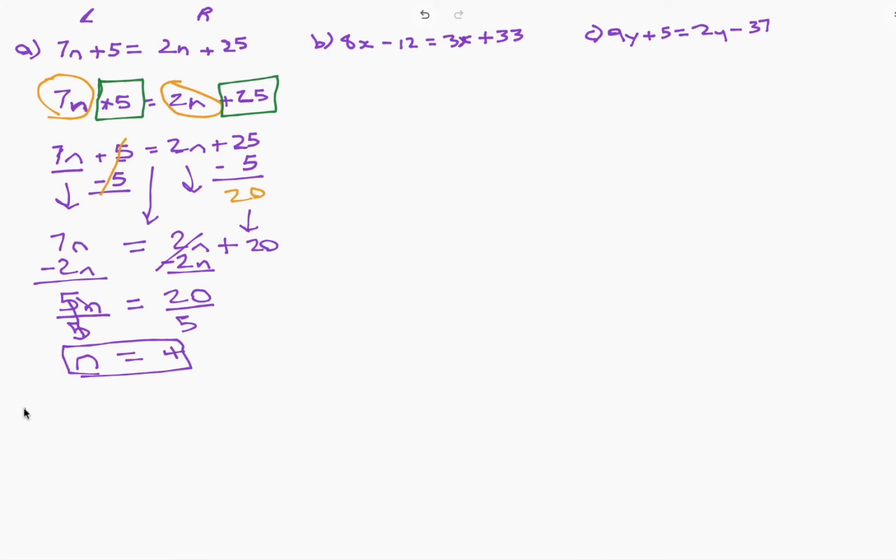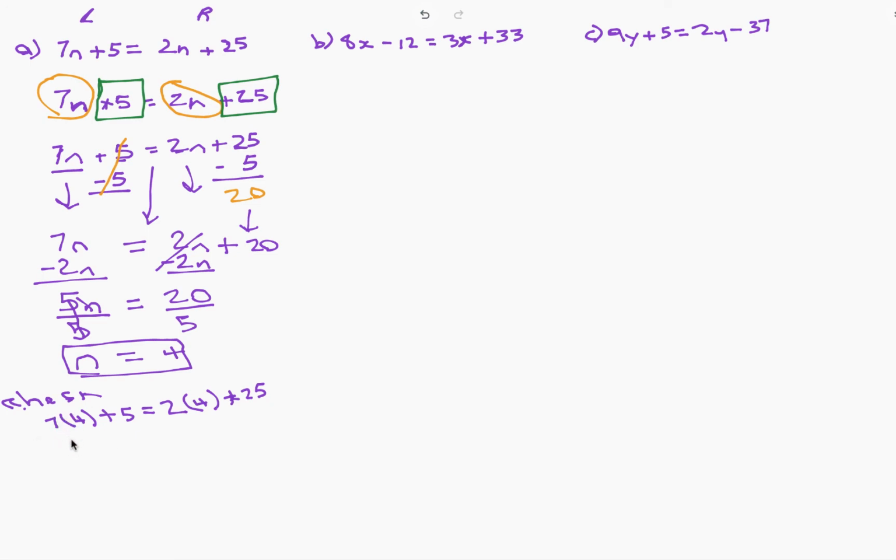So now we can also, ladies and gentlemen, go ahead and check to see if this is correct. So now we have the original equation. Wherever we see n, we're going to substitute the number 4. So we have 7 times quantity 4 plus 5 is equal to 2 times 4 plus 25. Now we're going to simplify both sides of the equation. If both sides of the equation are equal, then our answer is correct.